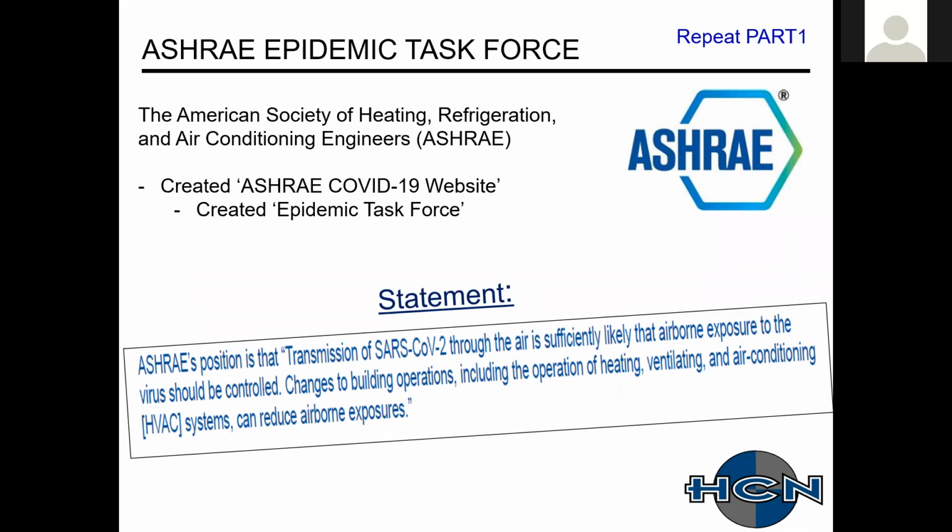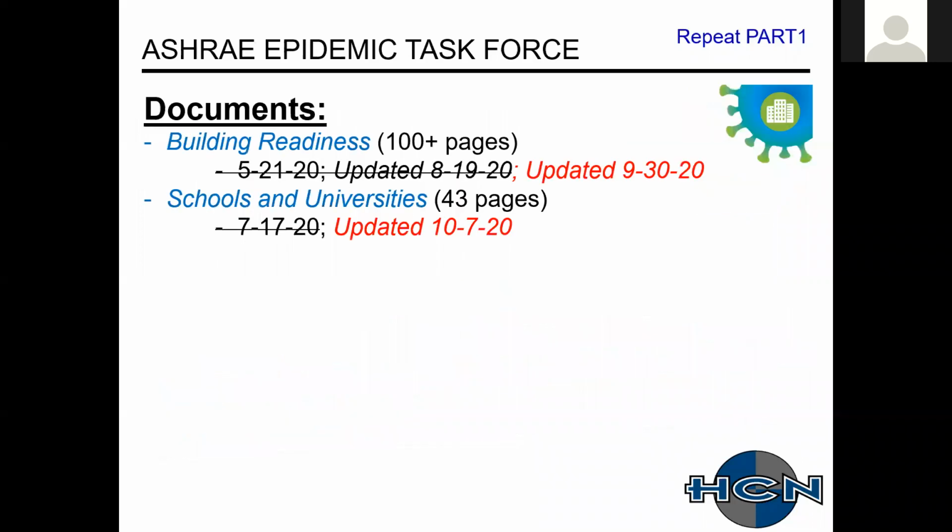Exposure to the viruses should be controlled. And then changes to building operations, including the operation of HVAC systems, can reduce airborne exposures. So essentially, ASHRAE has taken the position that your HVAC system can propagate or spread the new SARS coronavirus, the novel coronavirus.